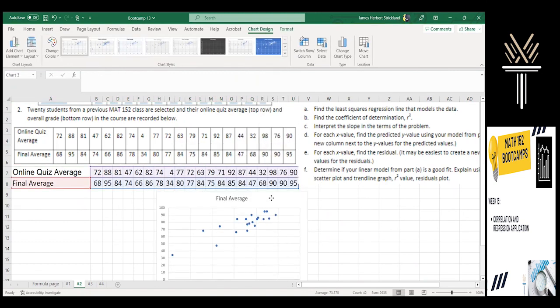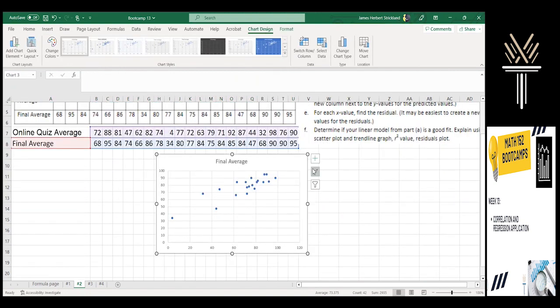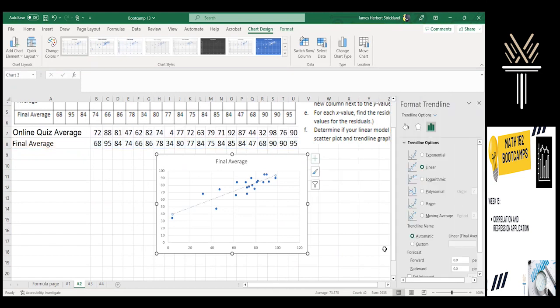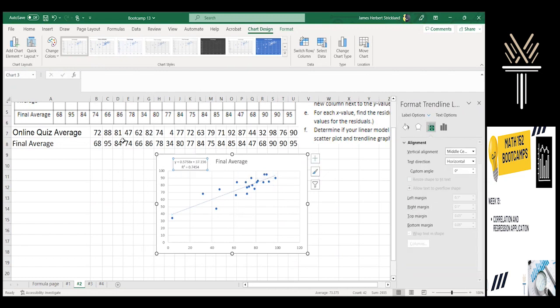And then from here, there's a few ways to get there, but let's do it by going to the plus sign, point to the bottom, click the arrow on the right, and go more options. Once you do that, you can scroll to the bottom, display your equation, display your R squared, and there's a lot of the information done for us.